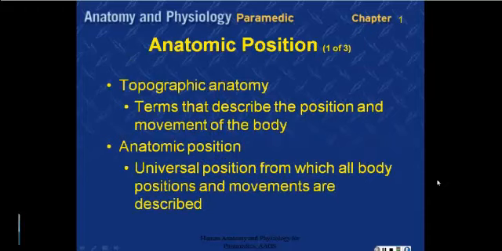Anatomic position. One thing, there's different kinds of anatomy. What we're talking about today is, for the most part, topographic anatomy. Means we're going to use terms that describe the position and movement of the body. Some of them are relative terms, meaning that they're terms that we use to describe a position on the body relative to other parts of the body. Some of them are not, so some of them are universal. The anatomic position is an example of a term we use that's not relative to other parts of the body. It's the universal position from which all body positions and movements are described.